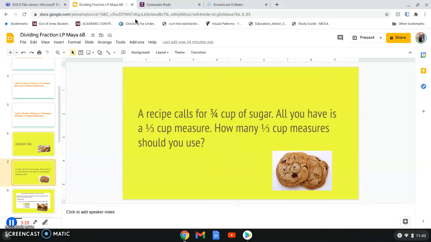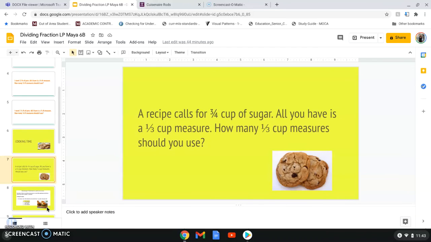So now if we look back at the original question, a recipe calls for 3/4 of a cup of sugar. All you have is a 1/3 cup measure. How many 1/3 cup measures should you use? You should use 2 of those 1/3 cup measures plus a little bit of another, and that little bit of another is a 1/4 of that 1/3 cup measure. So you need 2 measuring cups plus a 1/4 of the next one.